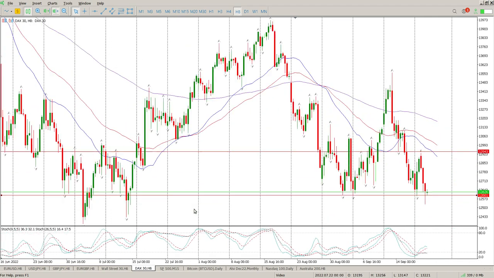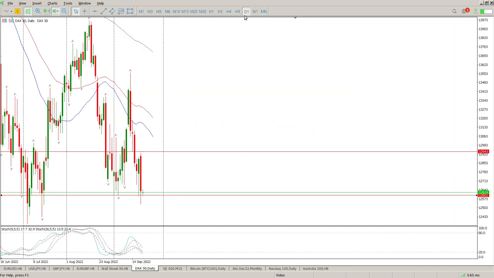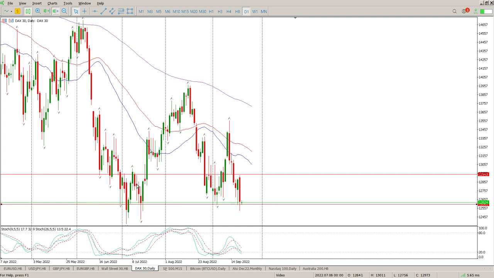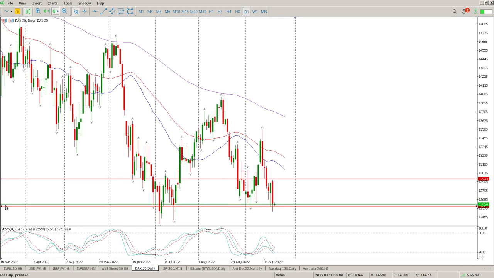If we look to the left, you can see there's quite a bit of structure here. But at the same time, there is a massive head and shoulders that is forming here. I think you probably see it a little bit better on the daily. There's your shoulder, there's your head, there's your right shoulder. Your neckline is a little bit messy, but nevertheless, that is what it is.